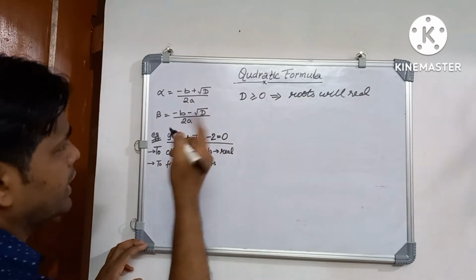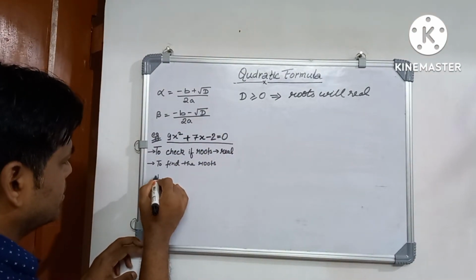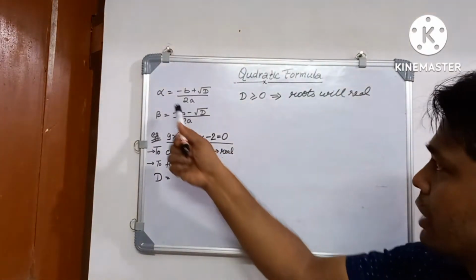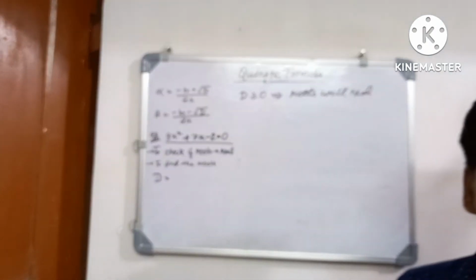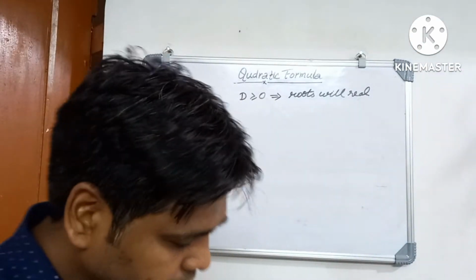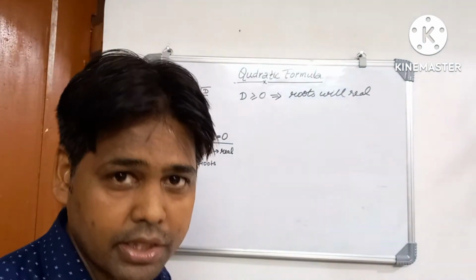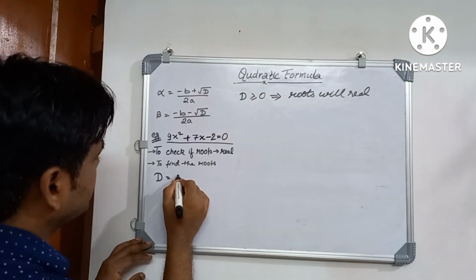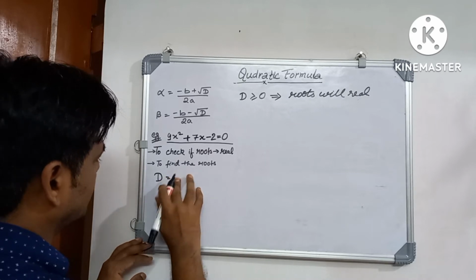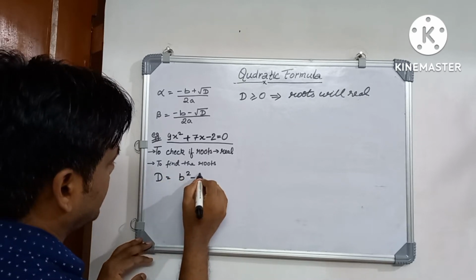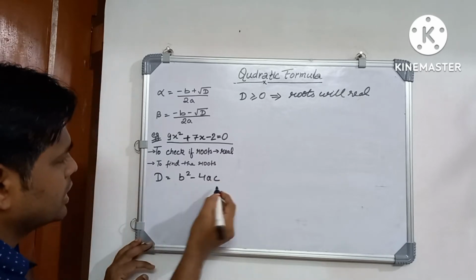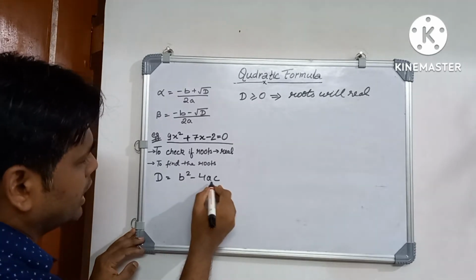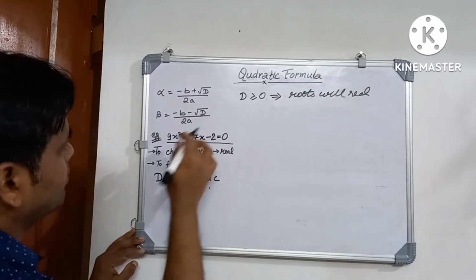In order to find the discriminant, we know that in the previous session we talked about the quadratic formula, also known as Sridharacharya's formula. The discriminant D is equal to b square minus 4ac. So in order to find the discriminant, we will have to identify the coefficients a, b and c from the given quadratic equation.